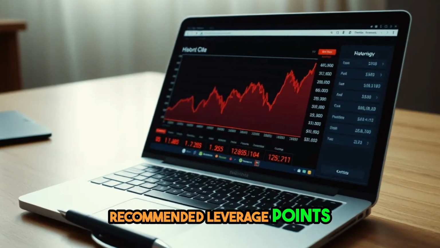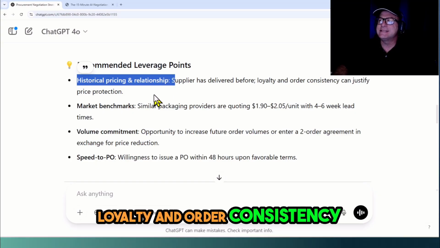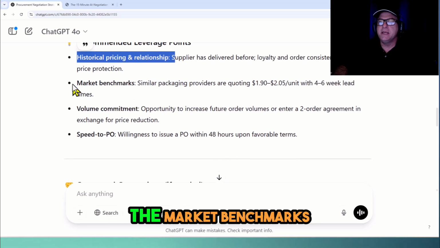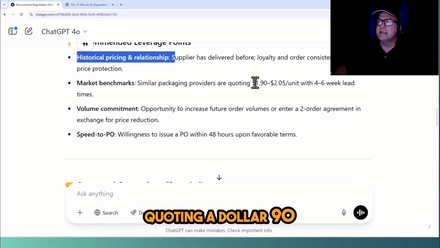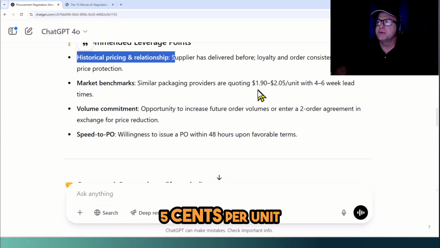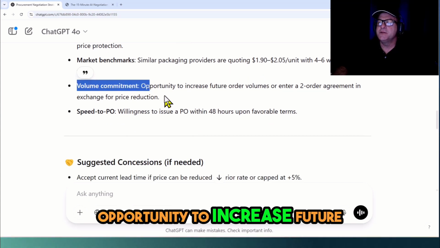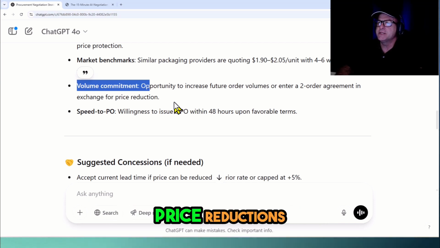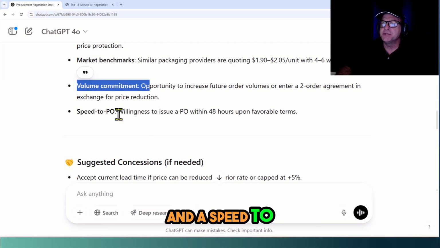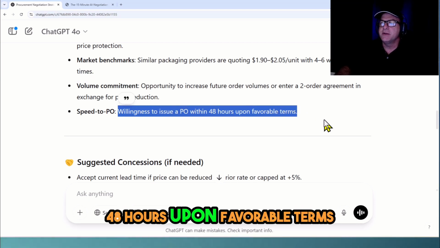Recommended leverage points. Historical pricing and relationships: the supplier has delivered before, and loyalty and order consistency can justify price protection. Market benchmarks: similar packaging providers are quoting $1.90 to $2.05 per unit with a 4 to 6 week lead time. Volume commitment: opportunity to increase future order volumes or enter into a 2-order agreement in exchange for price reductions. And speed to purchase order: a willingness to issue a purchase order within 48 hours upon favorable terms.